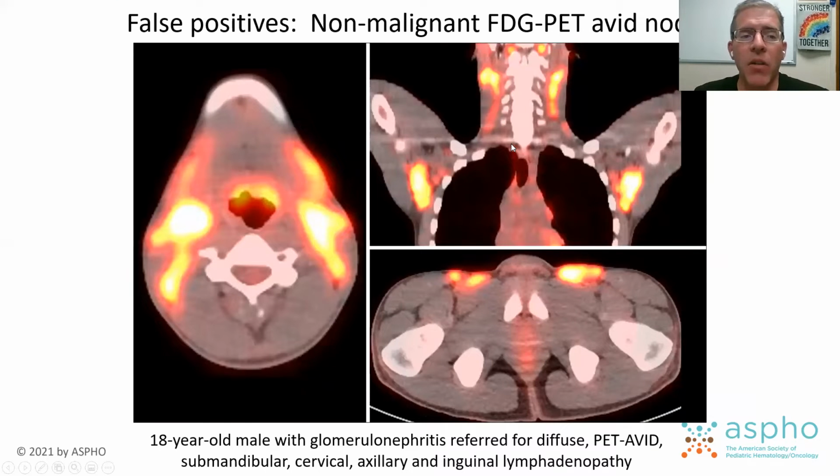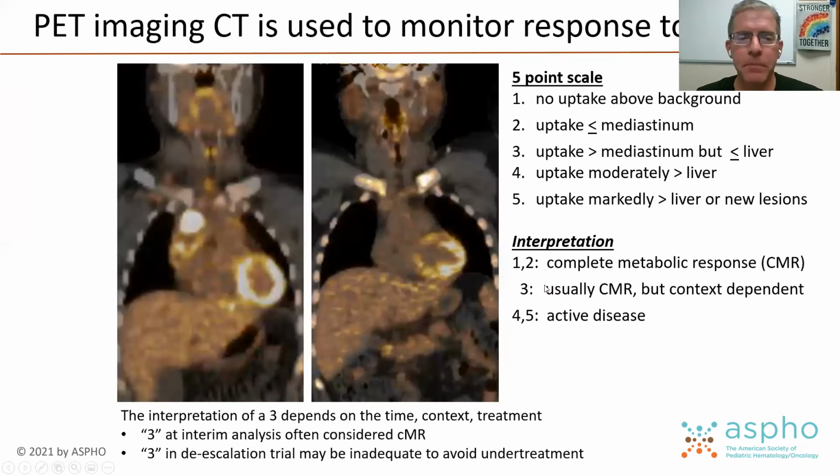Now, PET scan does have false positives. This is an 18-year-old male with glomerulonephritis who was referred to me for diffuse PET-avid submandibular, cervical, axillary, and inguinal adenopathy. And one of the things that you notice about this is that it's extremely symmetric. This is a systemic disease, whereas Hodgkin lymphoma tends to progress among contiguous groups of lymph nodes. So this patient was diagnosed with HIV, not lymphoma.